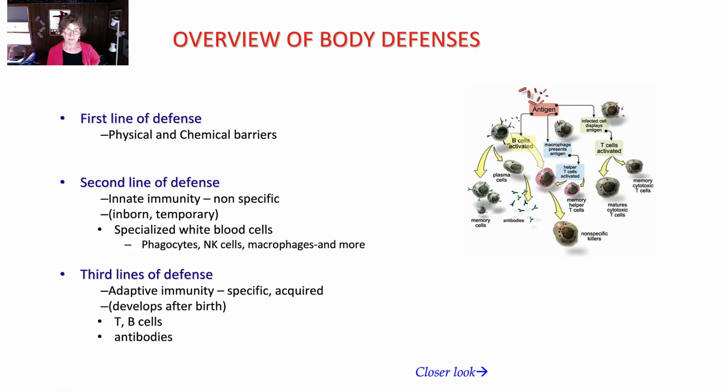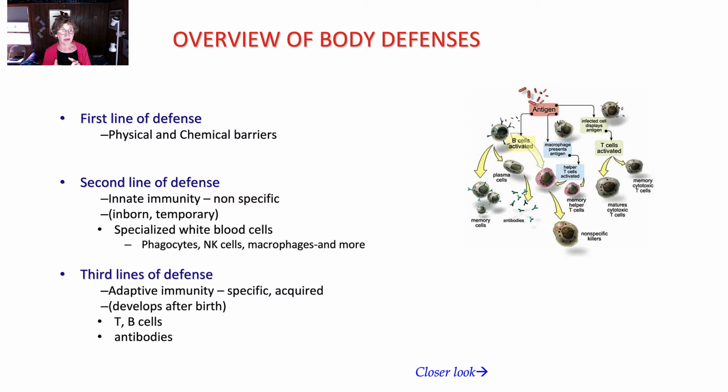Ugh. Let's look at what our body does in response to being exposed to these pathogens. What is that immune response that's being generated? An overview of our body's defenses include the first line of defense, which are physical and chemical barriers. Our second line of defense is our innate immune response. It's nonspecific. It's what we're born with.